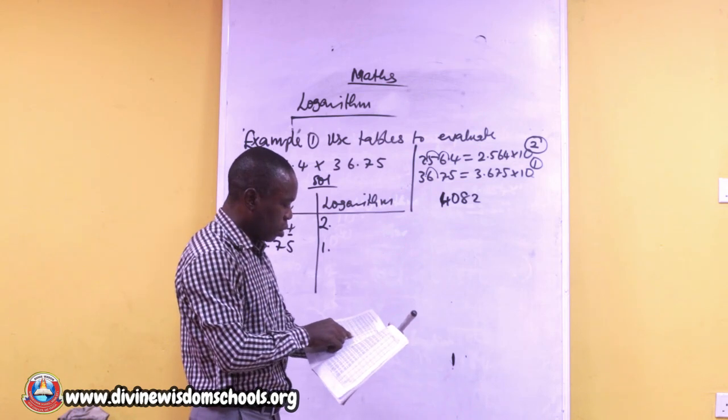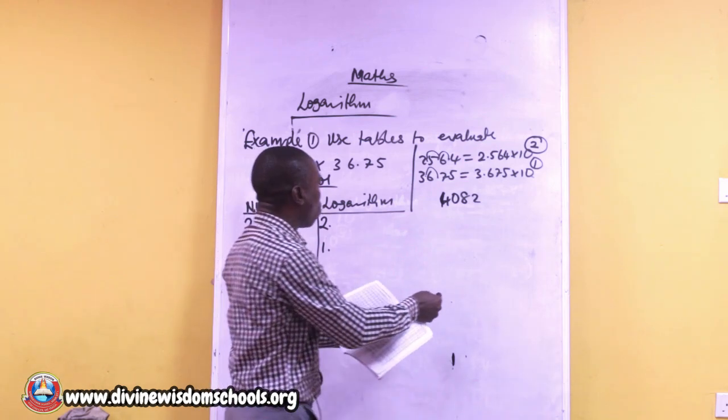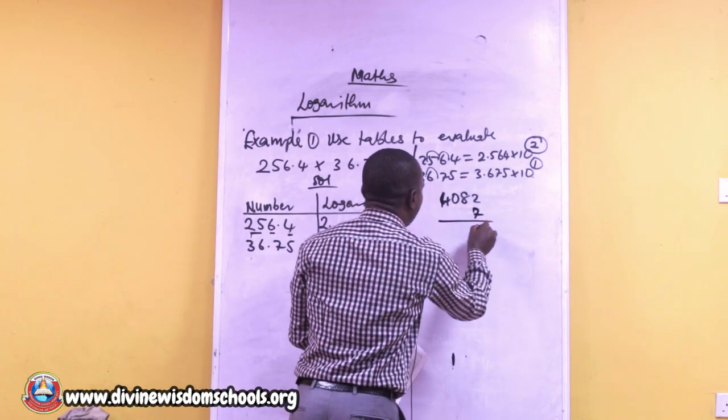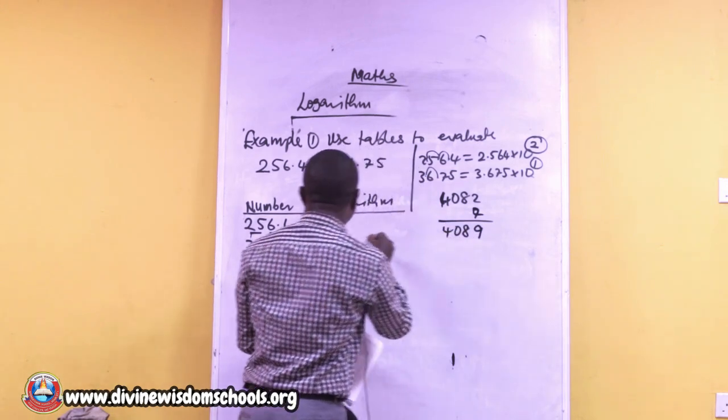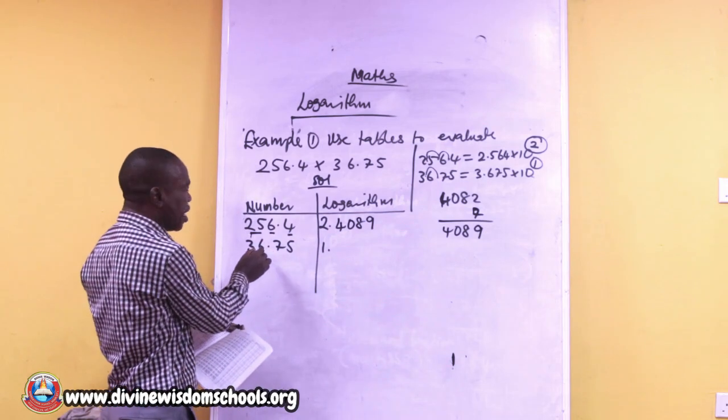Difference 4. I go to the difference portion. Difference 4 is 7. So I will add it. We usually add the difference. So this will give me 4089. I'll come and write it here.